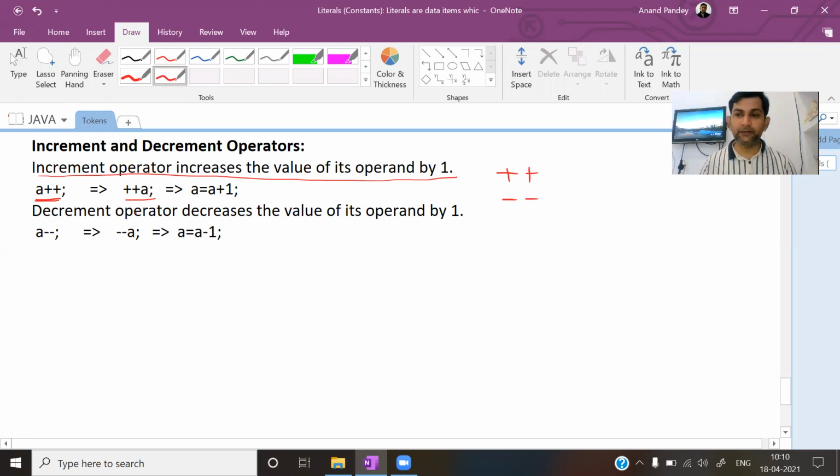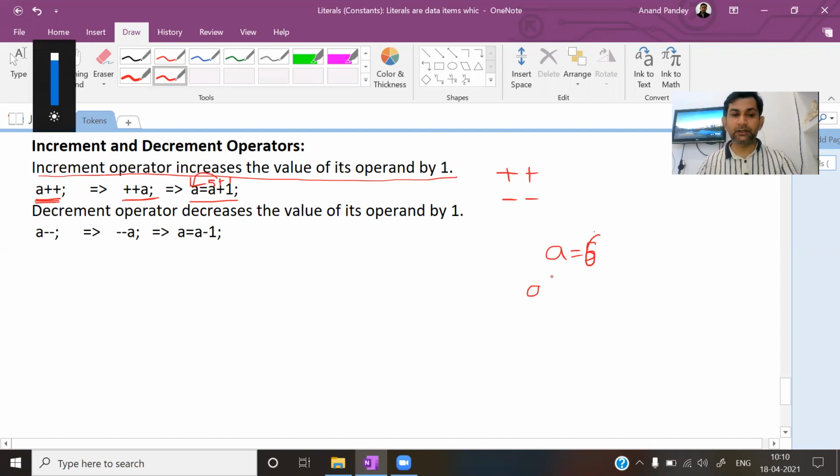दोनों केस में a की वैल्यू 1 से इंक्रीज होगी, whether you are writing a plus plus or you are writing plus plus a. In both the cases the value of a will increase by 1, means it will be equivalent to this. Means consider the value of a is 5. So a plus 1, 5 plus 1 will be what? 6, and that will be stored into a itself. So the value of a will be changed. It will be what now? 6. Okay, a की value change हो जाएगी.